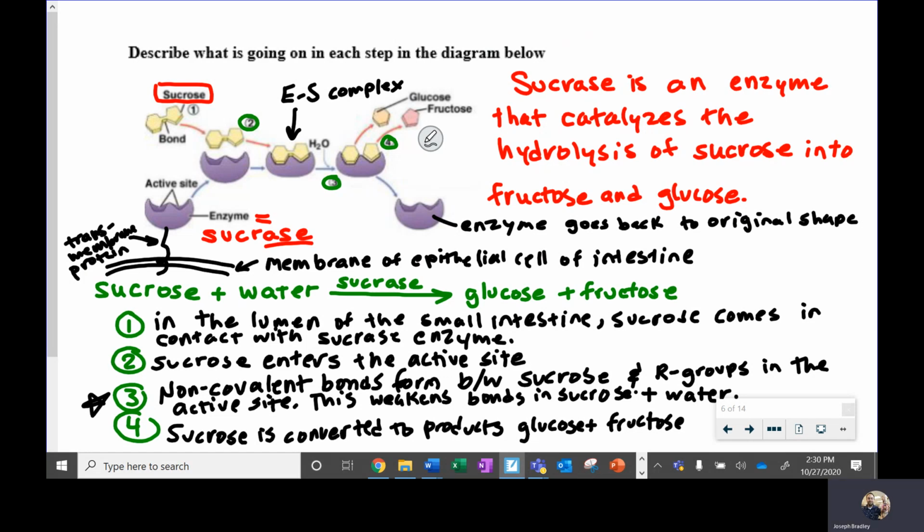It says in the lumen of the small intestine, sucrose comes in contact with the sucrase enzyme. Sucrose enters the active site. A non-covalent bond forms between sucrose and the R groups in the active site. This weakens the bonds in sucrose and water, and then sucrose is converted to glucose and fructose.